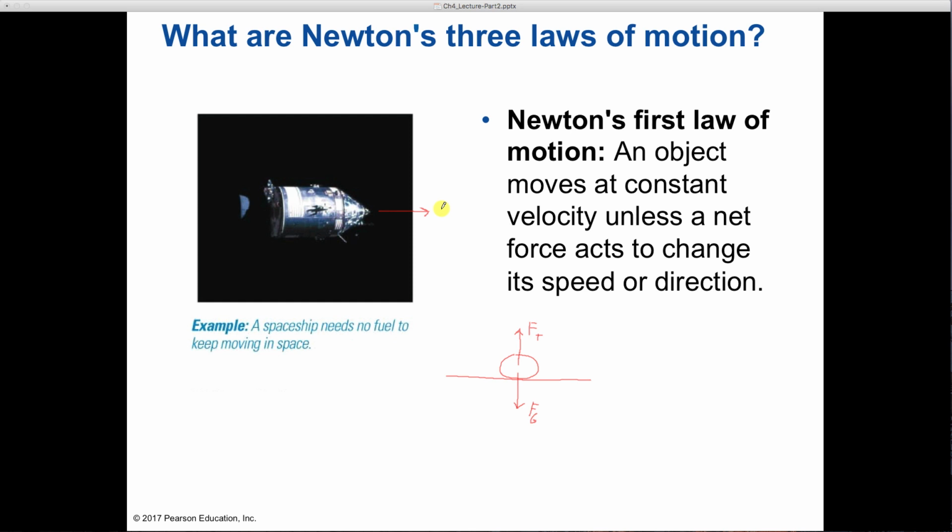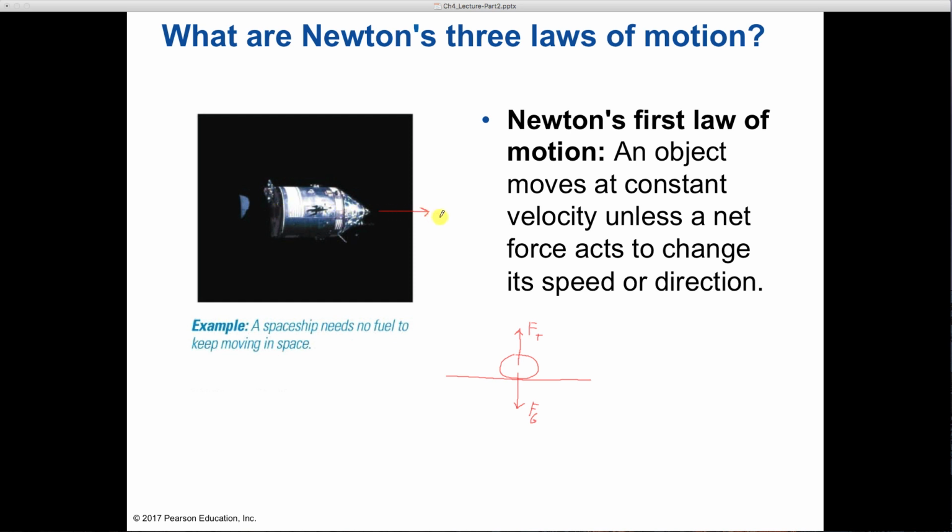And that unbalanced force could be from maybe some thrust. If the engine turns on, there'll be gases that get shot out of the back of the engine. Those gases ultimately are pushing on the rocket as an unbalanced force. That would cause the rocket to accelerate.